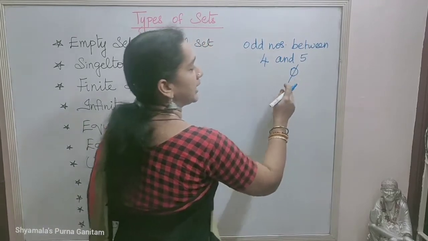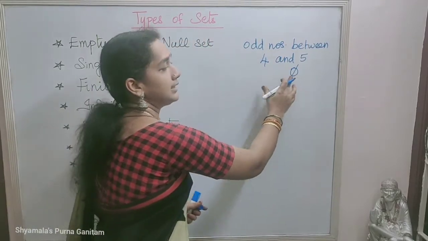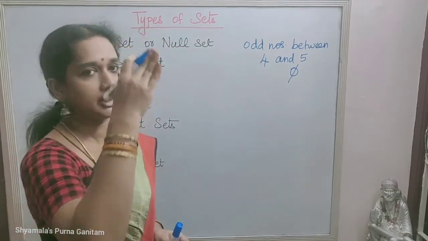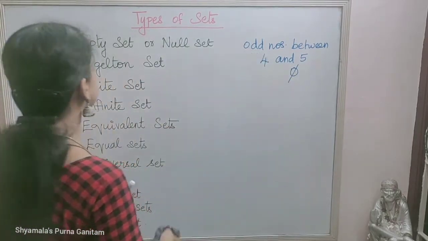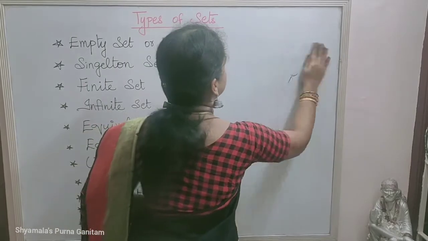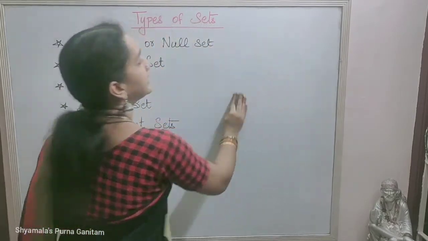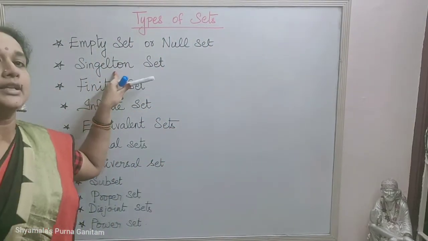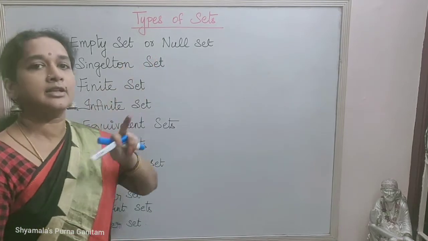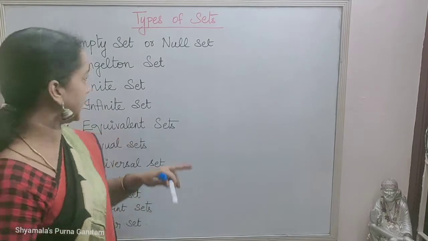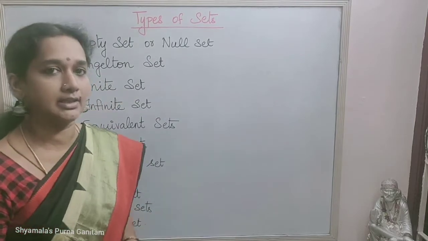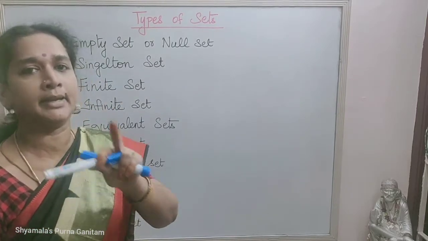It is written like this: you put a 0 and cancel it. That is the null set. Then the next one is the singleton set. That is, there will be only one single element in that set. Here for the null set, there is no element in the set. And this one is the singleton set, where there is only a single element in the set.